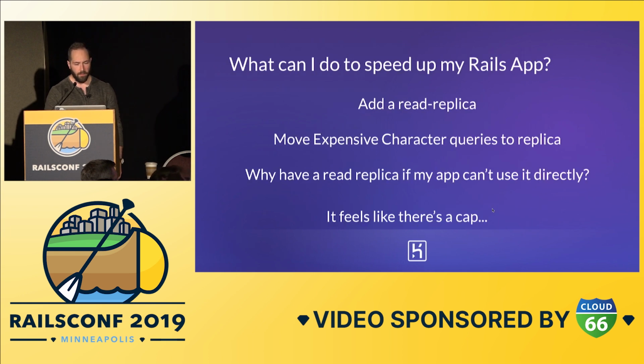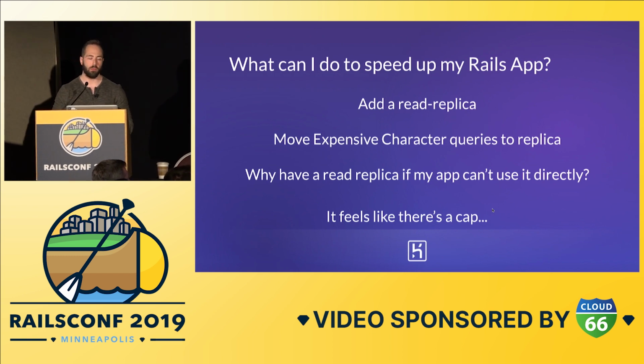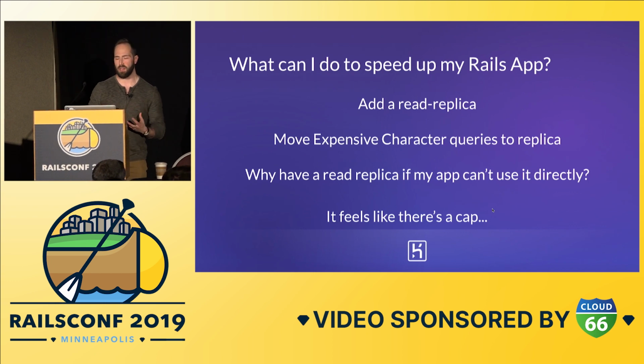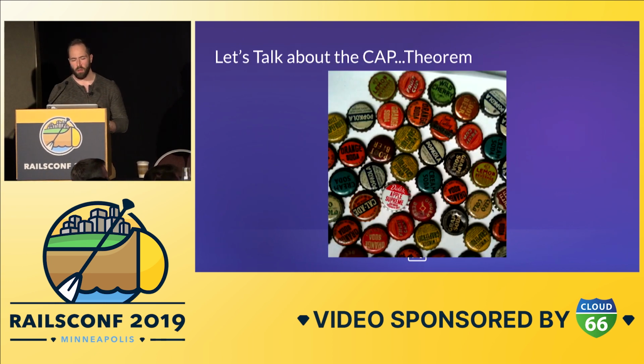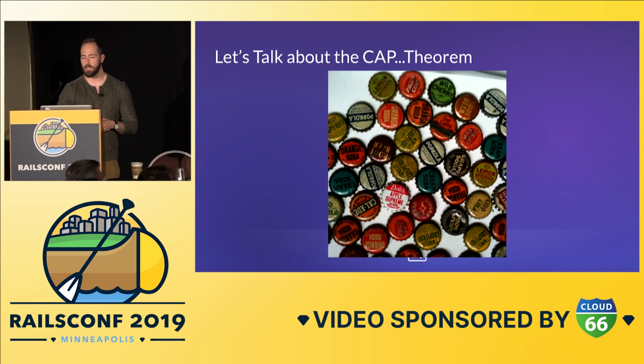Well, we can talk about moving some of the more expensive reading queries off to a replica. What that'll do is alleviate a lot of the worst of the traffic on the characters table, which seems to be causing the majority of the slowdown. And there's a little bit of a hiccup here, which is I want to use it in my Rails app directly, so it feels like there's kind of a cap.